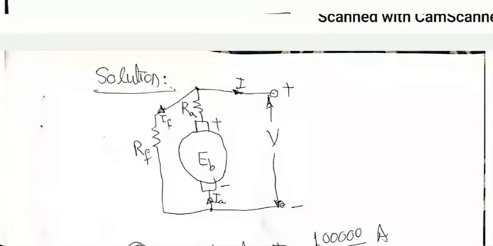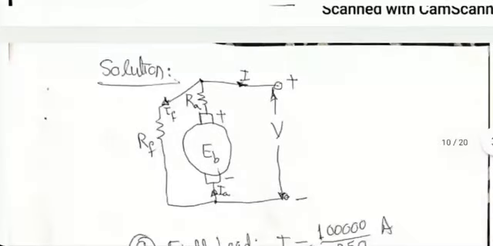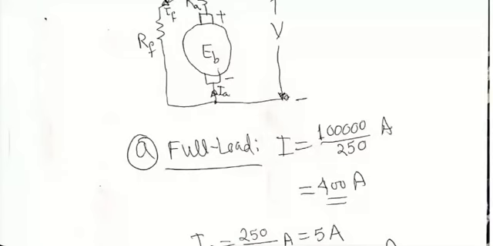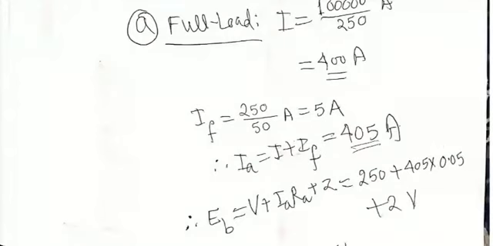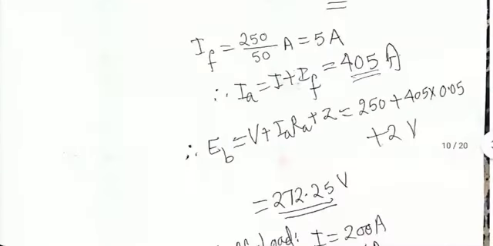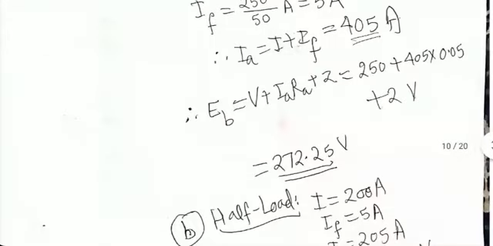Full load current obviously is full load output power divided by rated voltage, which is 400 amperes. Field current is V divided by RF. It turns out to be 5 amperes. So armature current is the total of these two currents, which is 405 amperes. Now calculation of EB has to be done a little bit carefully. It is not only V plus IARA, but to that you also have to add 2 volts, 1 volt per brush. So EB turns out to be 272.25 volts. If brushes were not dropping any voltage, then EB would have been 270.25 volts.